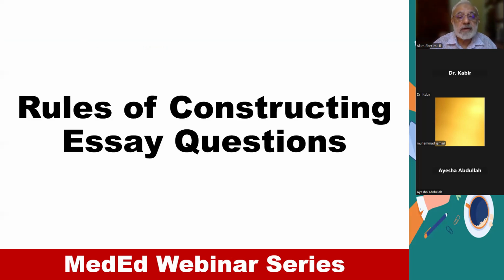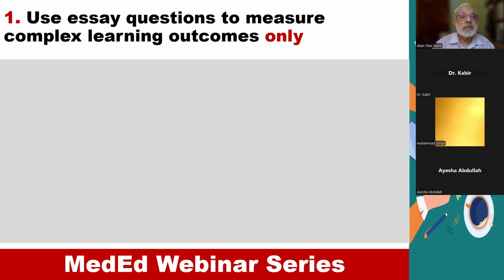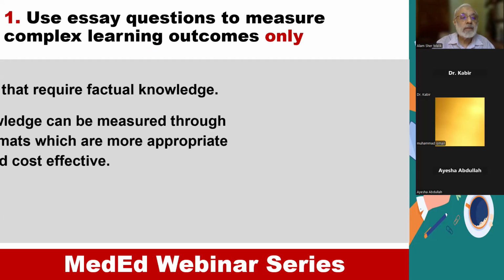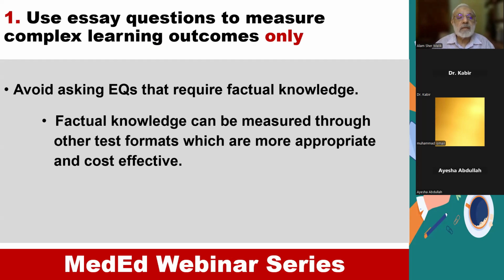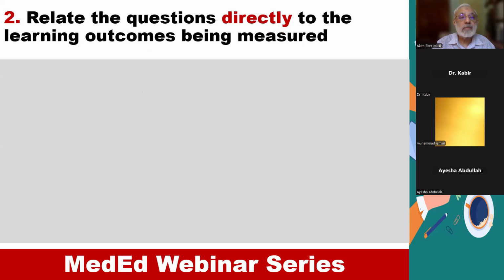Some rules of constructing essay questions. Number one, use essay questions to measure complex learning outcomes only. So avoid asking essay questions that require factual recall, because factual knowledge can be measured easily through other formats which are more effective, more appropriate and cost effective. So factual recall should not be assessed by using essay type questions.